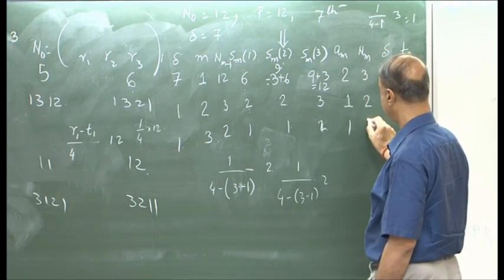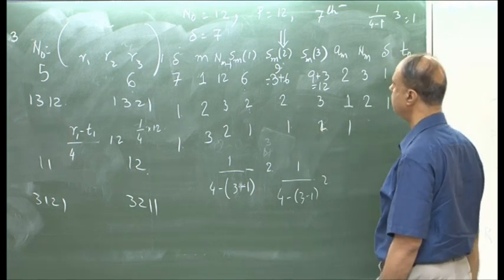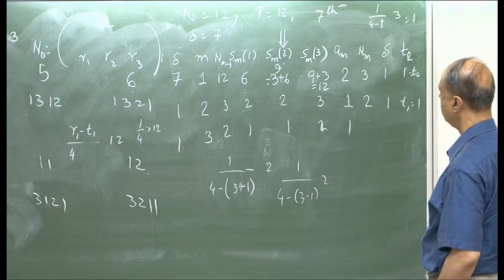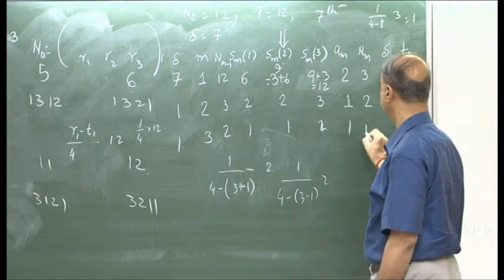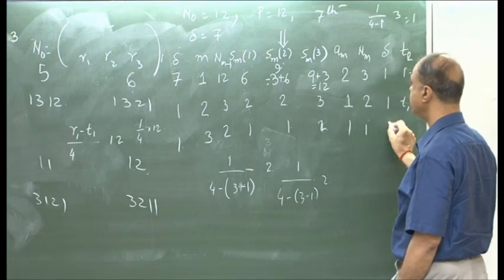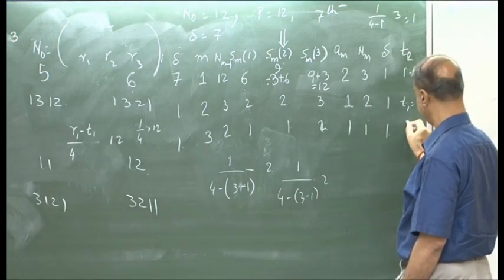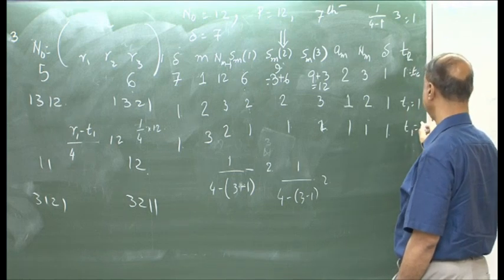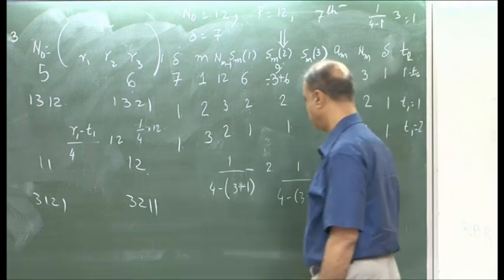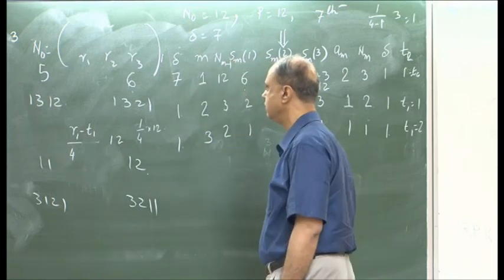NM becomes again 1, because this minus this is 1, delta is 1, and T1 is increased. Now T1 is achieved at T1.